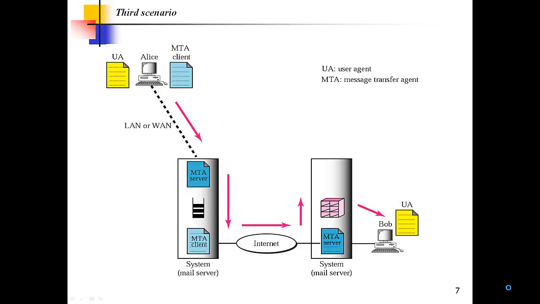And here's a 3rd scenario. There's an MTA client mechanism that then sends that email. There's a local MTA server, which is also connected to a local MTA client. Then the MTA client, which is bundled with the MTA server, sends the email out over the internet. And just as before, an MTA server receives it and sends it on to Bob, who is the destination UA.